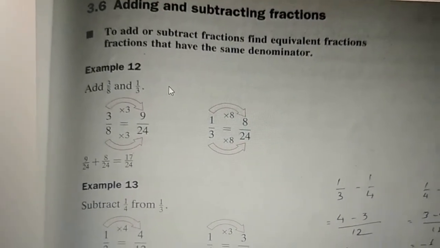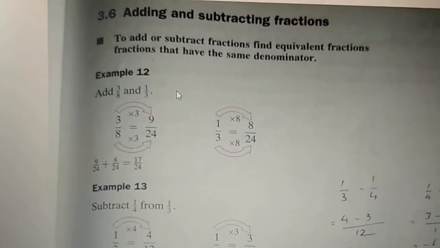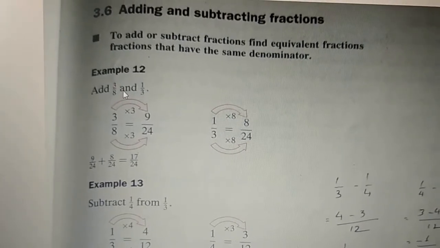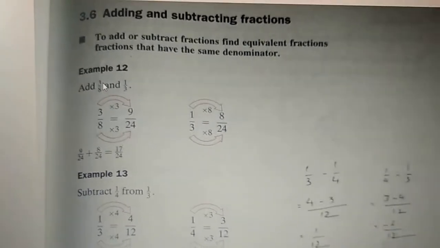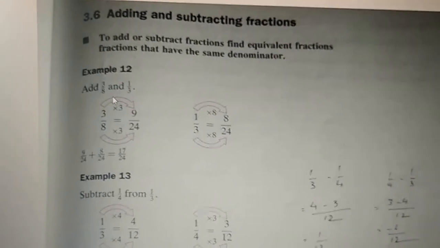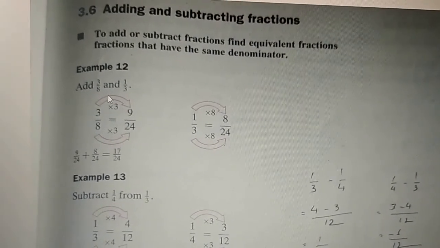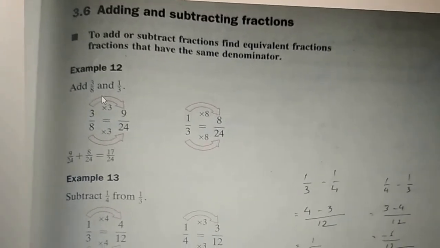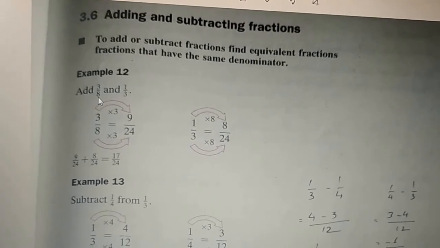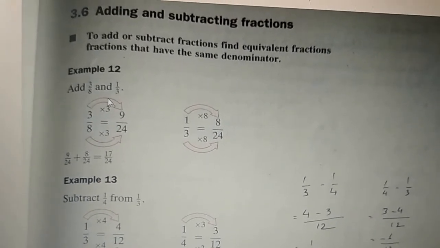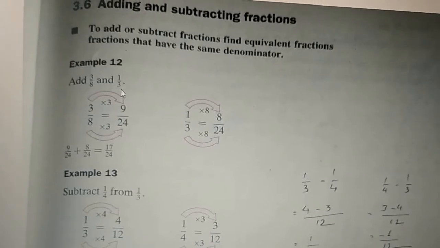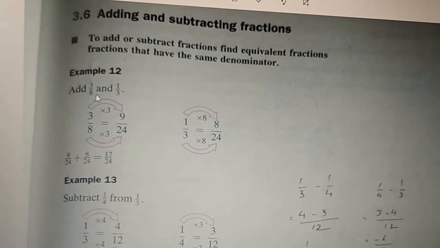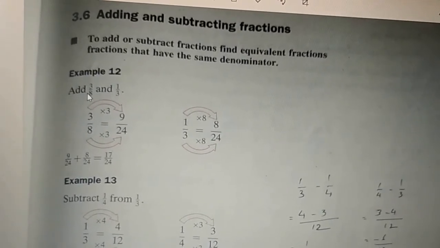To do addition or subtraction of different fractions, we need to look into the denominator first. As you know, the upper part of the fraction is the numerator and the lower part is the denominator. Why do we have to look into the denominator first? Because we have to match the denominator. Here, the denominator of the first fraction is 8 and the denominator of the second fraction is 3. So our first work here would be to have the same denominator.